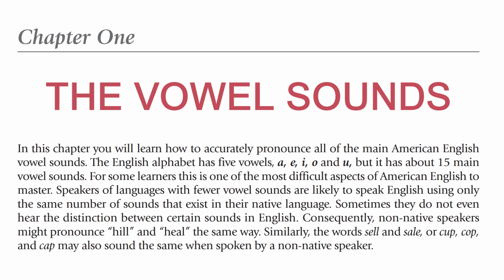Chapter 1. The Vowel Sounds. The English alphabet has 5 vowels, A, E, I, O, and U, but it has about 15 main vowel sounds. For some learners, this is one of the most difficult aspects of American English to master. Speakers of languages which have fewer vowel sounds are likely to speak English using only the same number of sounds that exist in their native language. Sometimes they do not even hear the distinction between certain sounds in English.